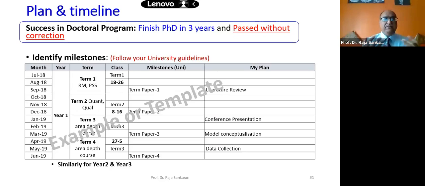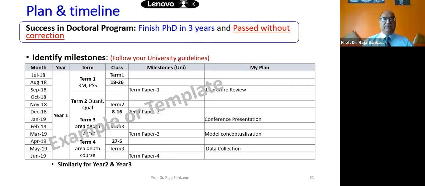You can use something similar, or based upon how you plan, you can make use of this. So the end goal for mine was, what is the kind of success that I looked for? I should finish my PhD within 3 years and pass without correction. I hope you understand what it means to pass without correction. I'll give you a snapshot of this as well. So this was my goal when I joined in.